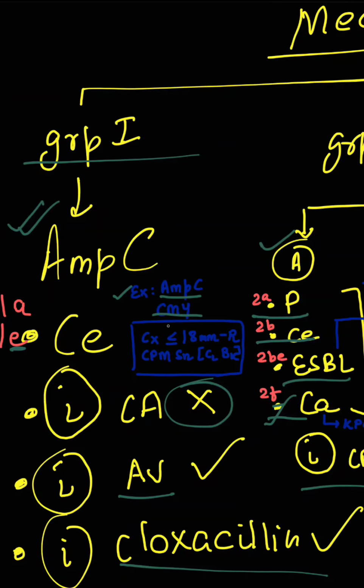How do we detect them? Cefoxitin will be less than 18 mm if we are keeping a disc on the Mueller-Hinton agar, and it will be resistant. So we have to be careful that these are not the clinical breakpoints. They are cutoff values. But in case of cefepime, they will be sensitive according to the clinical breakpoint. In order to know the clinical breakpoints and the cutoff values, there is another video.